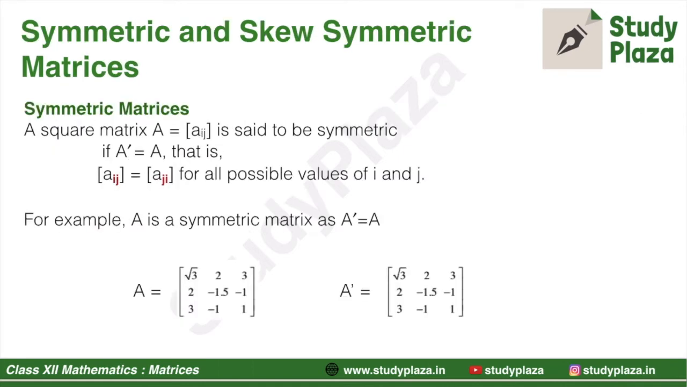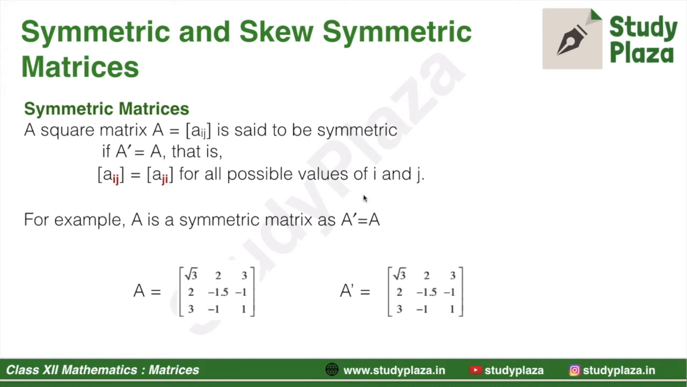Let us now move to the next topic, that is symmetric and skew symmetric matrices. Let us first discuss the symmetric matrices. For this, the matrix should be a square matrix, and a square matrix A is said to be symmetric if A dash is equal to A, that is, element Aij is equal to element Aji for all possible values of i and j.